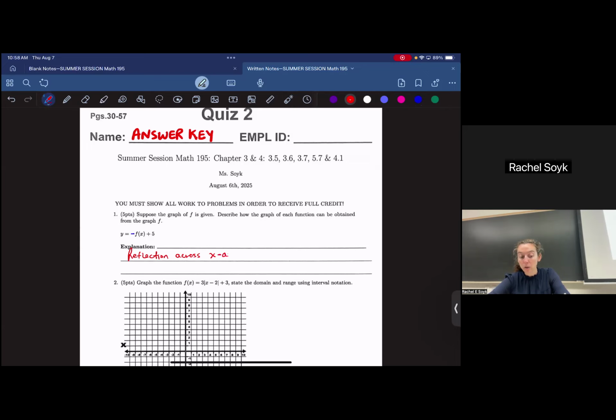Which is not a horizontal reflection. It's a vertical reflection. Some people made that mistake. And then that plus 5 represents a vertical shift of 5 units, or shifting 5 units up.